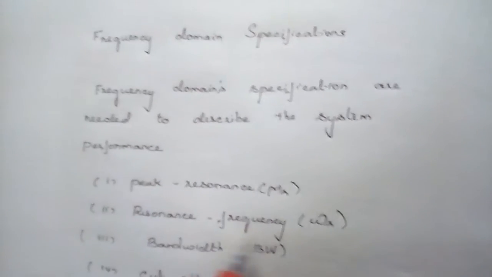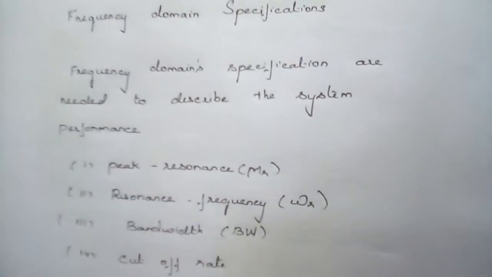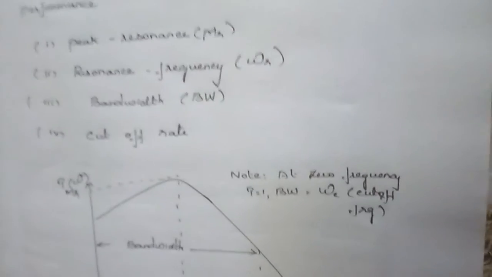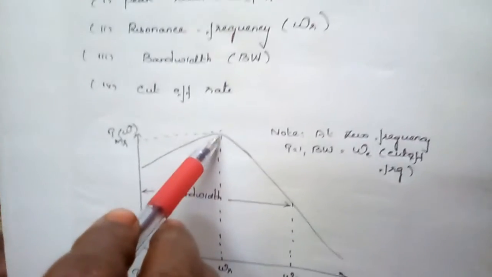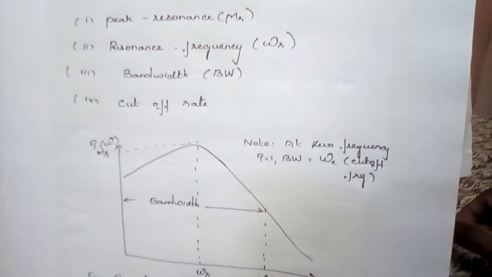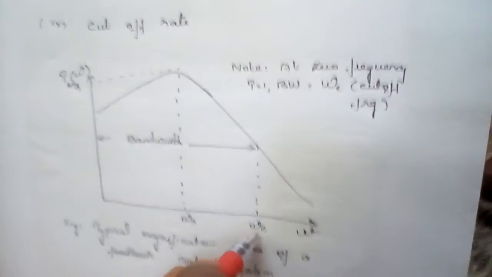To define the specifications, we are going to have four different characteristics. That means the peak resonance MR, the resonance frequency omega R, the bandwidth BW, and the cutoff. These four characteristics are defined by this magnification curve, which is drawn between the magnitude T and omega. The maximum output is denoted by MR, that means the peak resonance, and the cutoff frequency is provided by omega C.